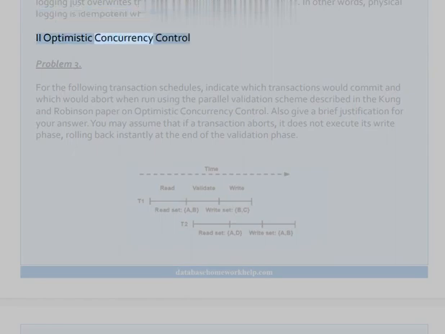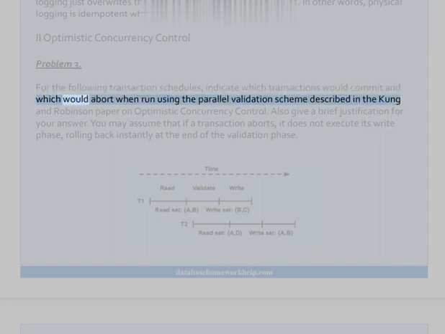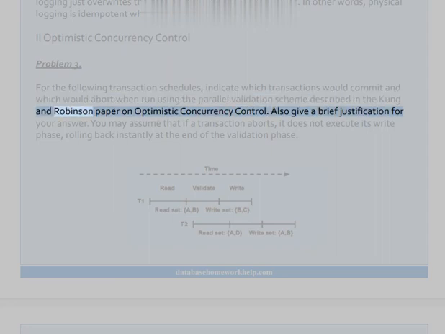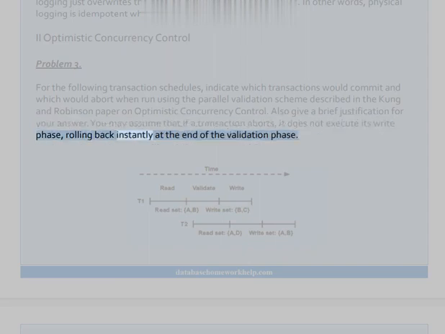2. Optimistic concurrency control. Problem 3. For the following transaction schedules, indicate which transactions would commit and which would abort when run using the parallel validation scheme described in the Kung and Robinson paper on optimistic concurrency control. Also give a brief justification for your answer. You may assume that if a transaction aborts, it does not execute its write phase, rolling back instantly at the end of the validation phase.